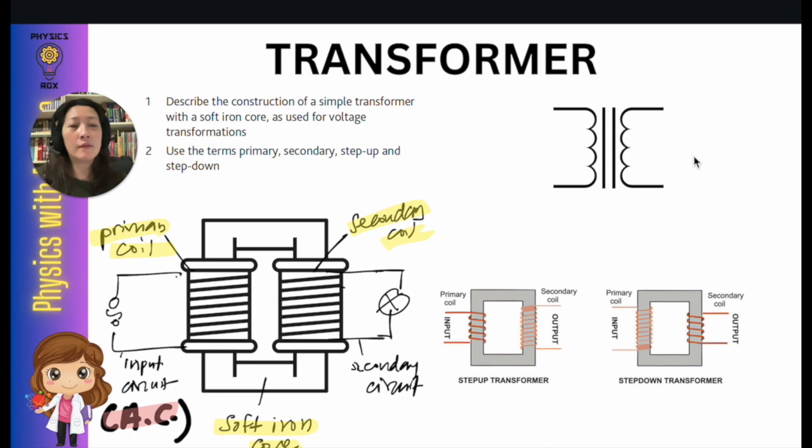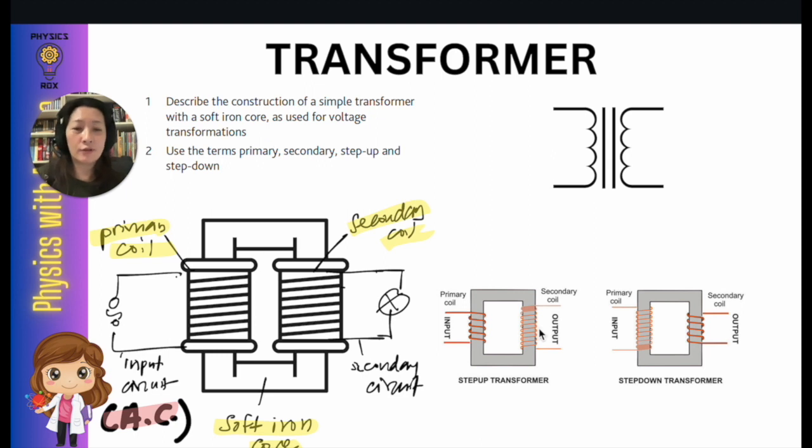This is the symbol for a transformer. So you can see how the transformer reflects the actual construction. We have the primary coil, the secondary coil, and these lines represent the soft iron core. You must also know the terms primary, secondary, step up, and step down. So primary coil, secondary coil.